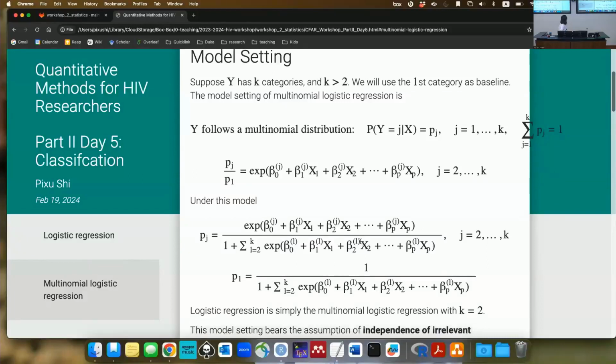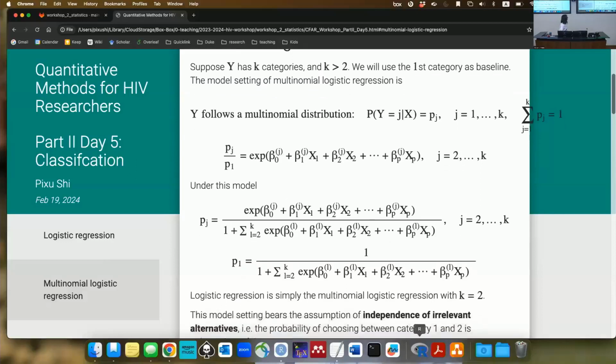And logistic regression is just a special case of this multinomial regression with only two labels. And this model has a really big assumption. It's the independence of irrelevant alternatives. Because if you're looking at this, it's saying that when I choose between category 1 and category J, it has nothing to do with the other categories.